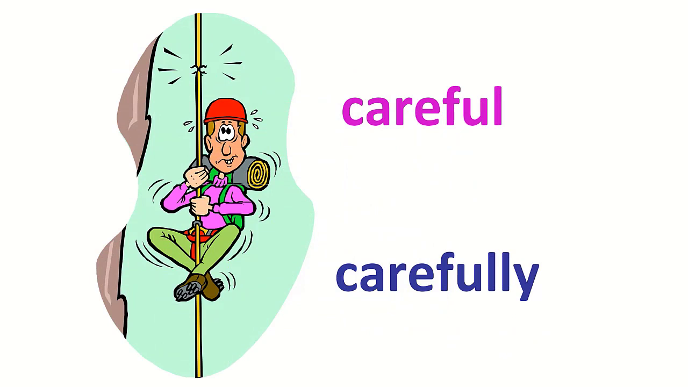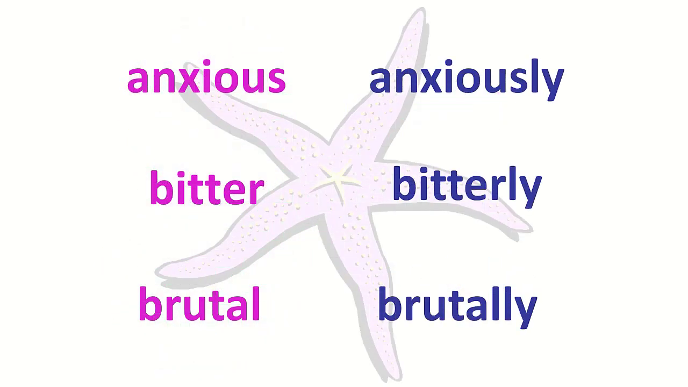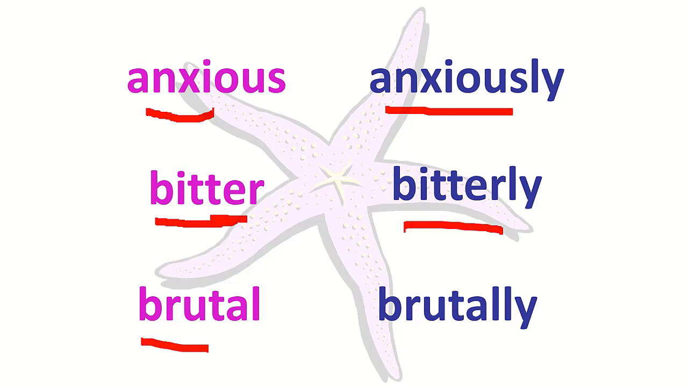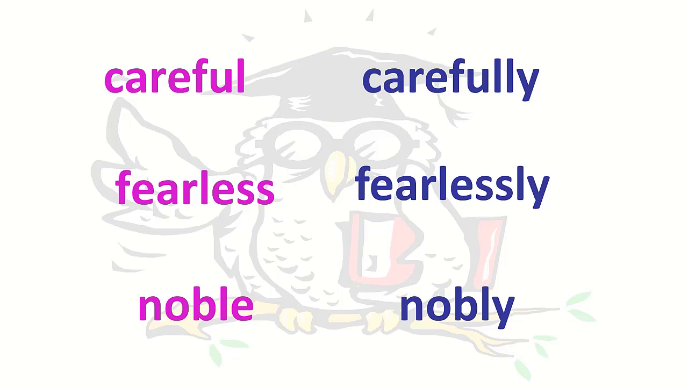Then softly, and then carefully. We say that he is a careful driver. Someone who is a careful driver drives carefully. Then here we have some more adjectives. He's very anxious, so he is behaving anxiously. Then bitterly and brutally. Notice that when you have an adjective ending in l, you just add the ly, so you have two letter l's here. Then careful, carefully, fearless, fearlessly, then noble, nobly.